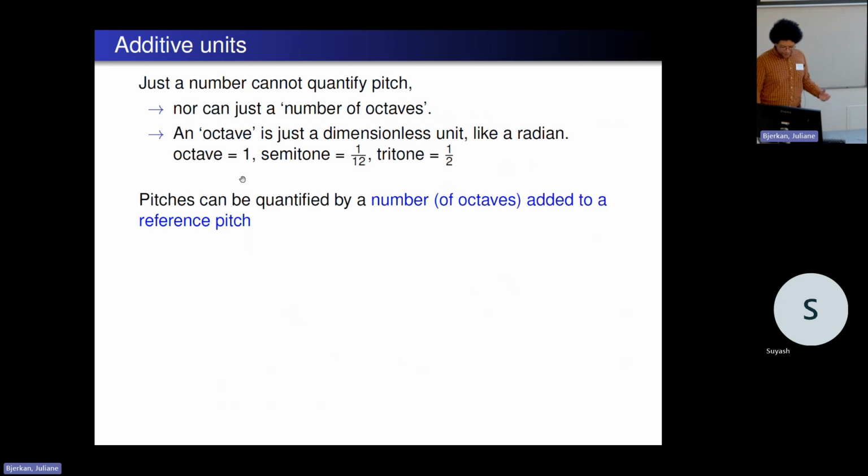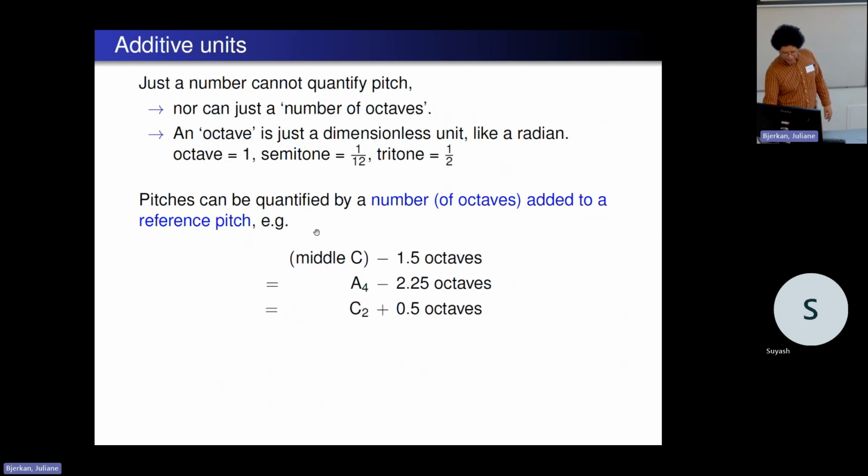So to quantify pitch, you can do it using a number of octaves added to a reference pitch. So for example, middle C minus 1.5 octaves. That's an example of a pitch. And that would be the same as if I use a different reference pitch: A4 minus 2¼ octaves, or C2 plus half of an octave.